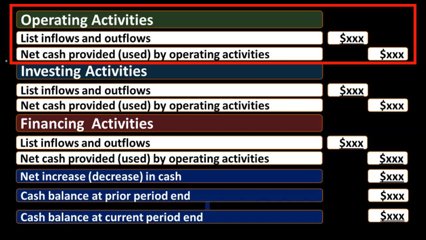Remember that the operating activities have to do with the income statement. You can think of it basically as the income statement being reformatted to a cash flow statement versus an accrual statement. So the income statement that we use is on an accrual basis, and we recognize revenue when it's earned rather than when cash is received, expenses when expenses are incurred rather than when cash is paid. That's going to be on an accrual basis.